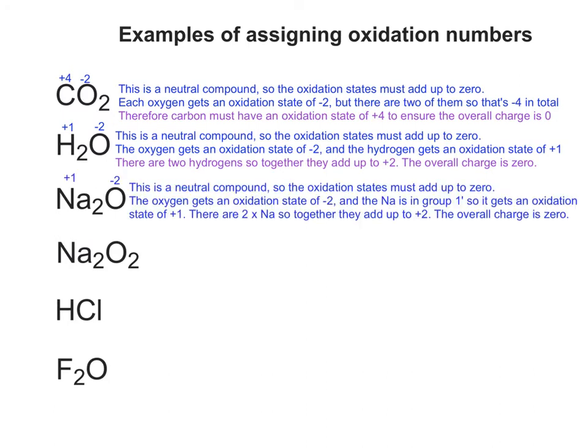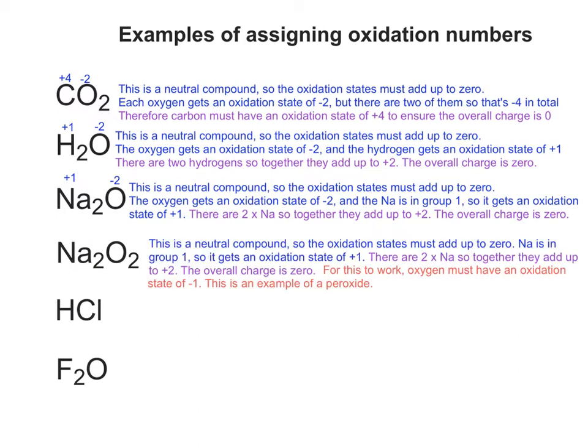So you can see the pattern with sodium oxide as well. We're using the fact that sodium is in group 1 to give it an oxidation state of +1, and we know that oxygen automatically gets an oxidation state of -2. So Na2O2 is an example of a peroxide.